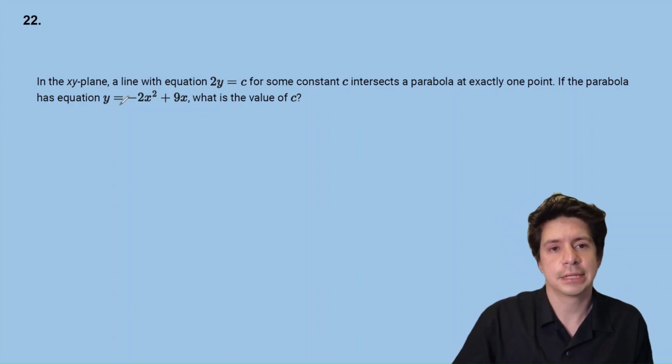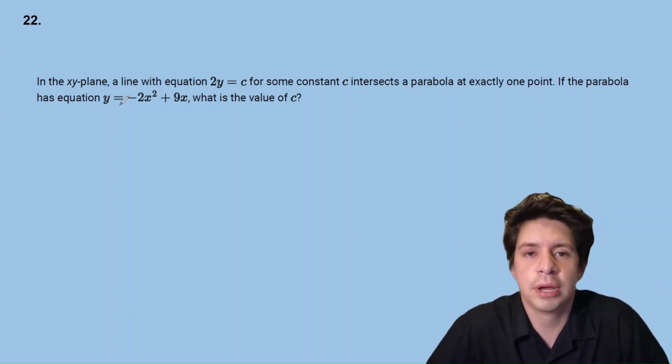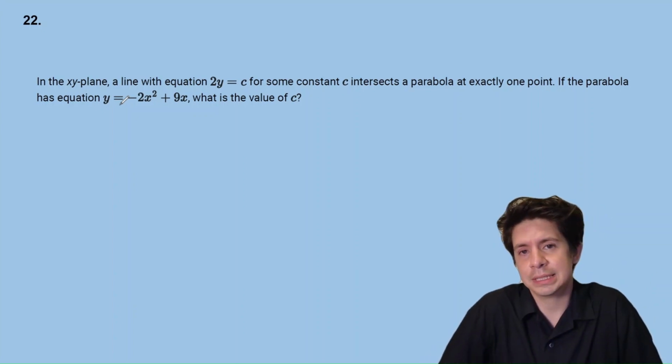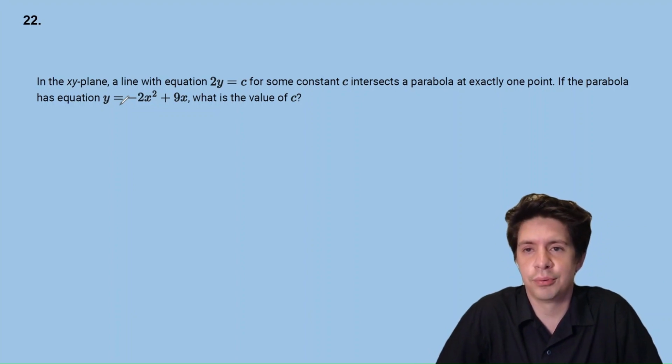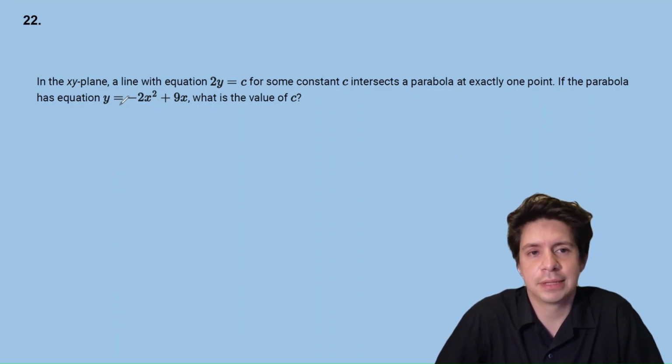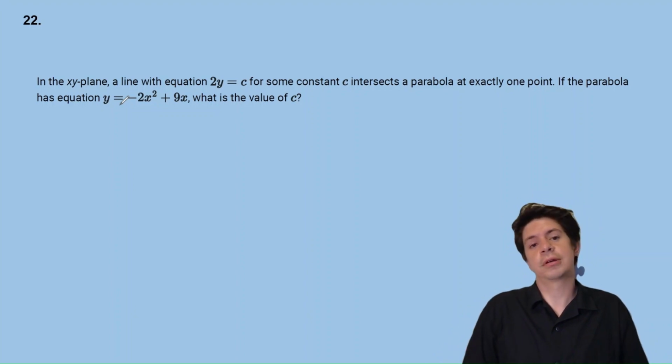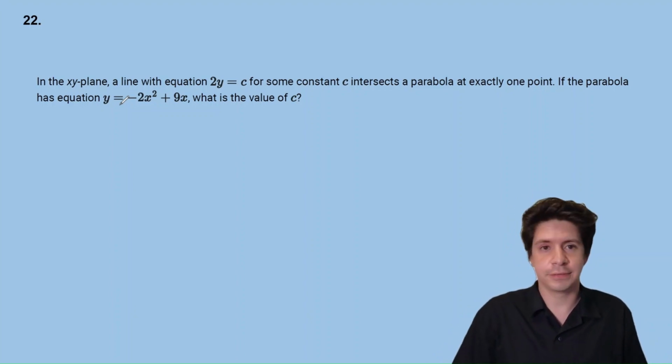In the xy plane, a line with equation 2y equals c, for some constant c, intersects a parabola at exactly one point. If that parabola has equation y equals negative 2x squared plus 9x, what is the value of c?